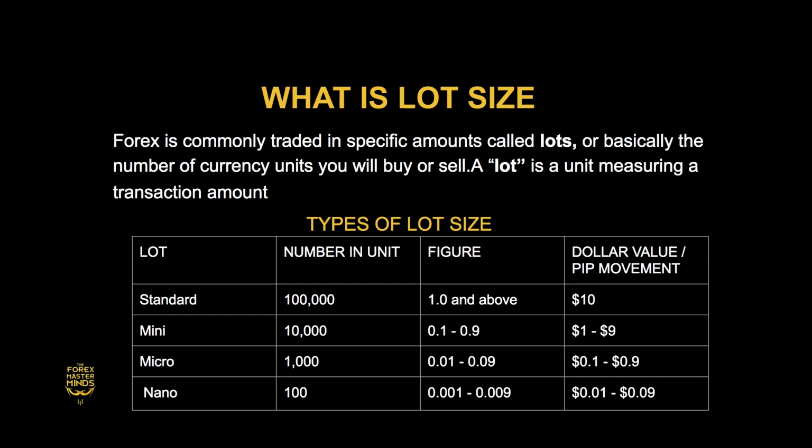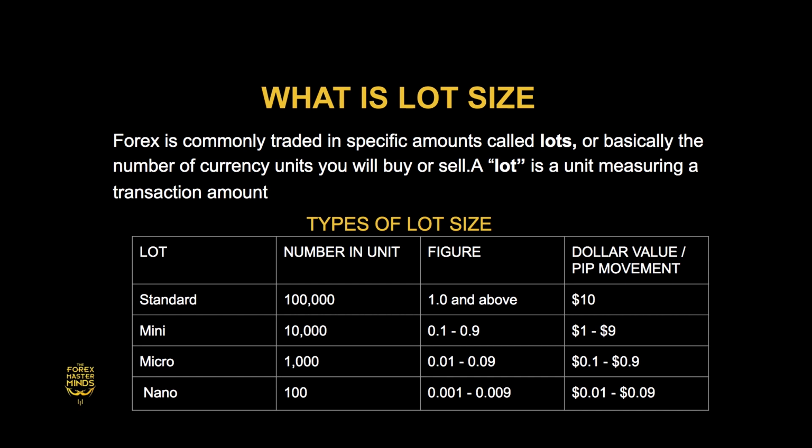And the mini lot size is 10,000 units. The figure is 0.1 to 0.9. Each pip movement in dollar value is $1 to $9. So if you're using 0.9, you have $9 for each pip movement. If you're using 0.5, you have $5 for each pip movement.